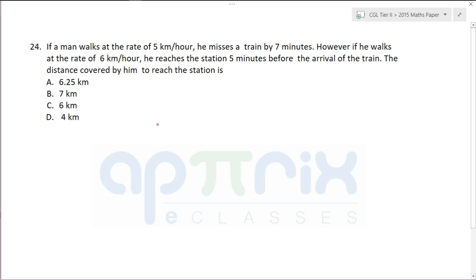Question number 24 now. Question number 24 says, if a man walks at the rate of 5 km per hour, he is missing a train by 7 minutes. However, if he is walking at the rate of 6 km per hour, he is reaching his destination or station 5 minutes before the arrival of the train. The distance covered by him to reach the station.